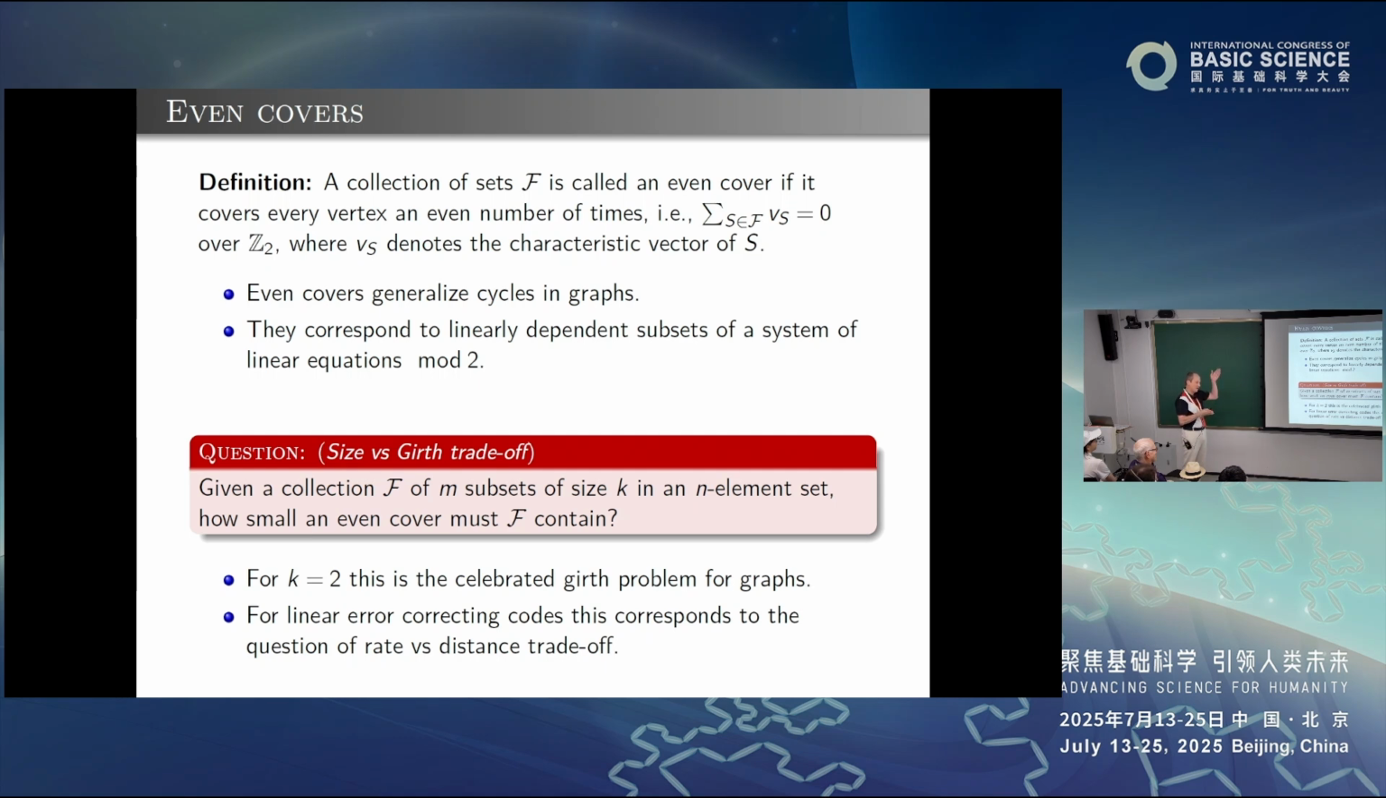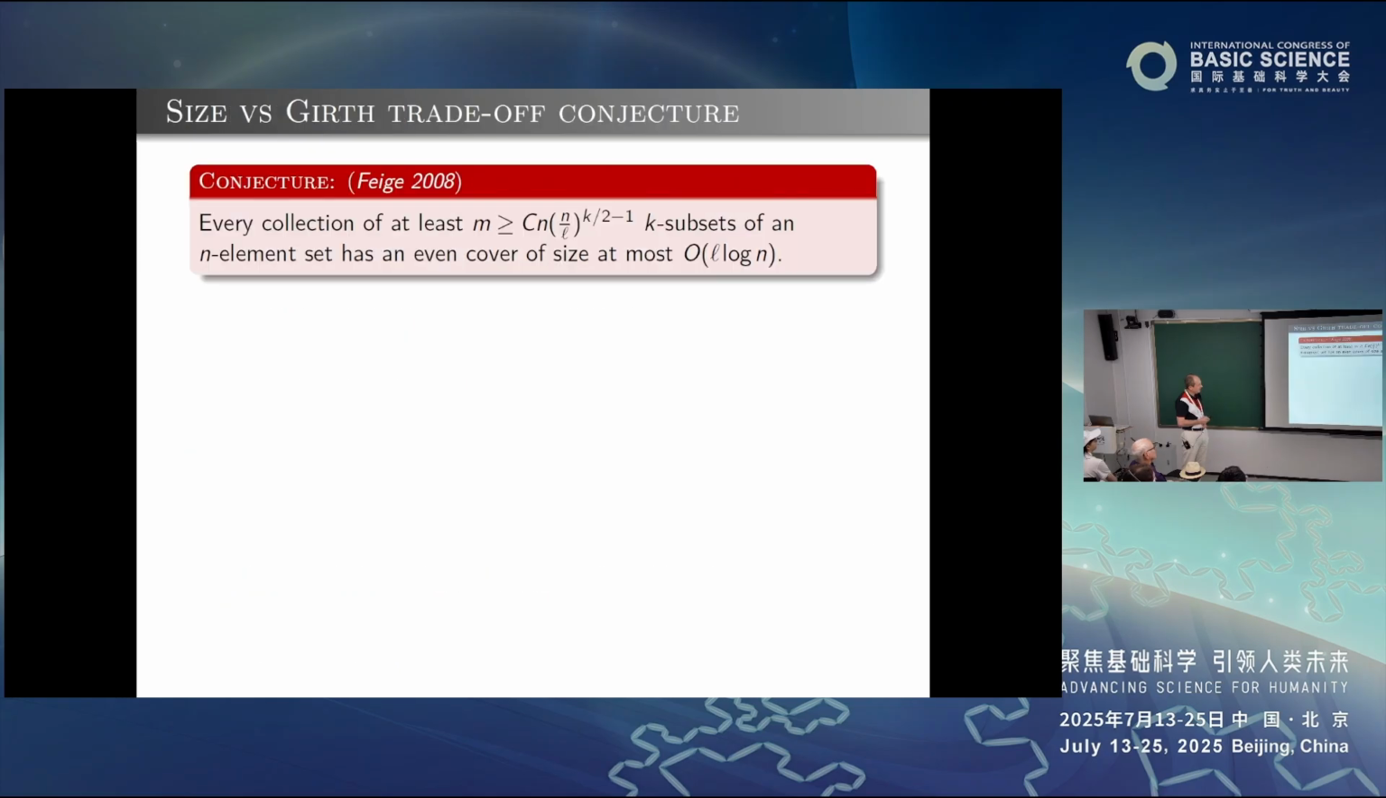You can think about the sets as follows. If you put these vectors as columns of a parity check matrix, and you take the linear code defined by this matrix, just the kernel, then the even cover tells you the shortest vector. So this motivated Uri Feige about 15 years ago to conjecture what is the answer for this question.